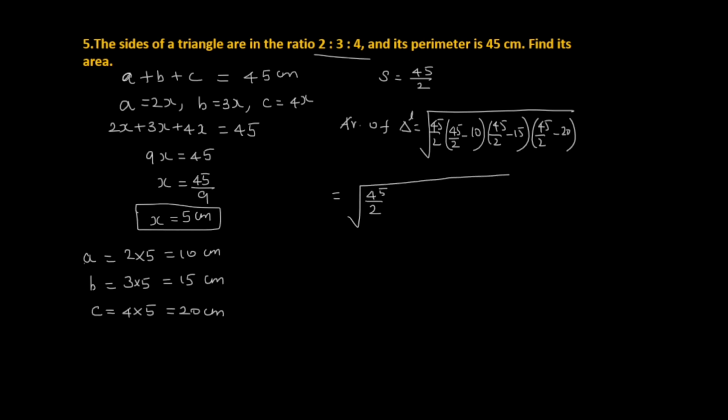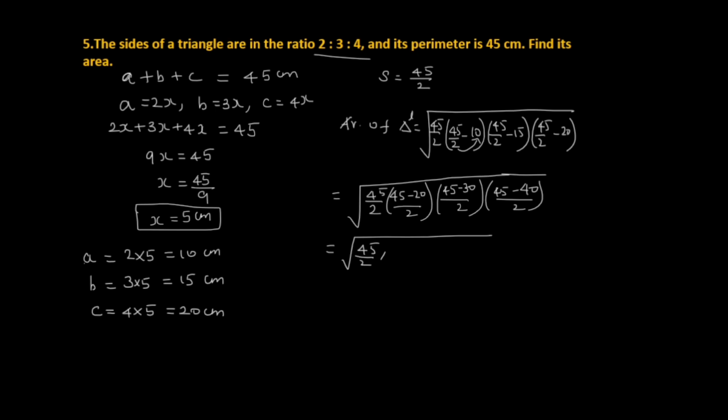Now for the subtraction, we need to take the LCM, then only we can subtract. 45 minus 20 by 2, then 45 minus 30 by 2, then 45 minus 40 by 2. Because one is a rational number and another one is a whole number, we need to take the LCM, then we can find the answer. 45 by 2 into 25 by 2 into 15 by 2 into 5 by 2.